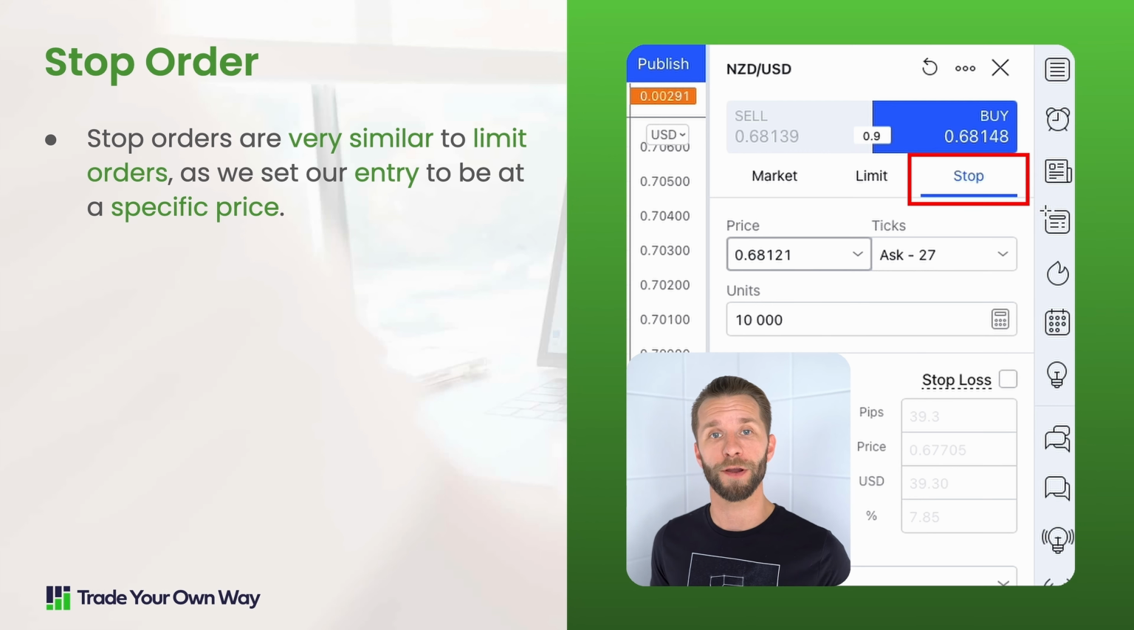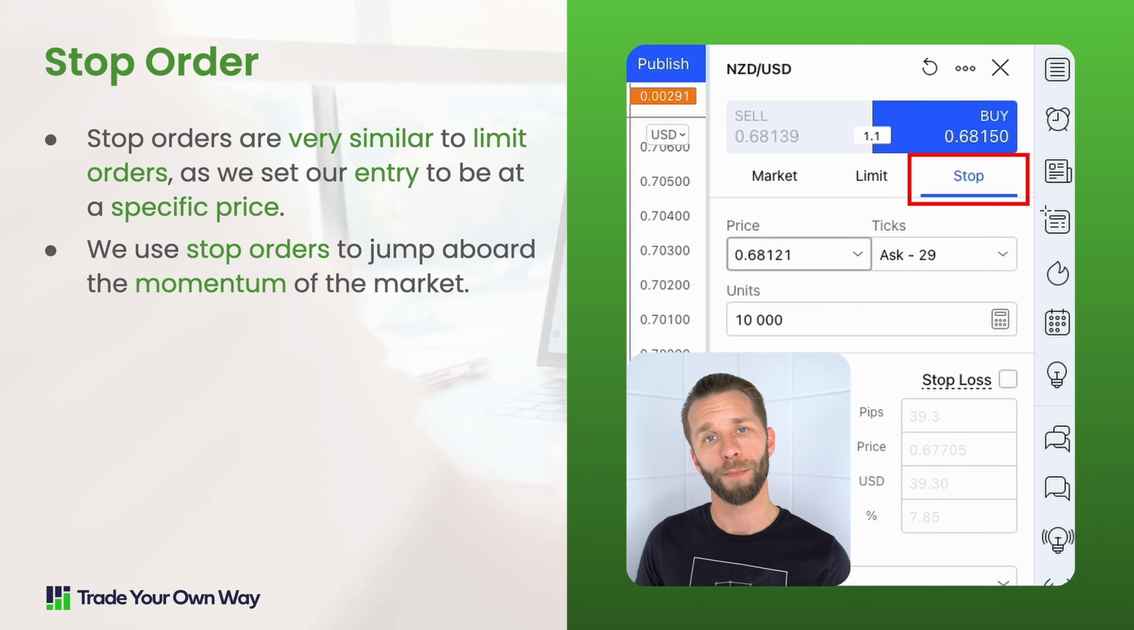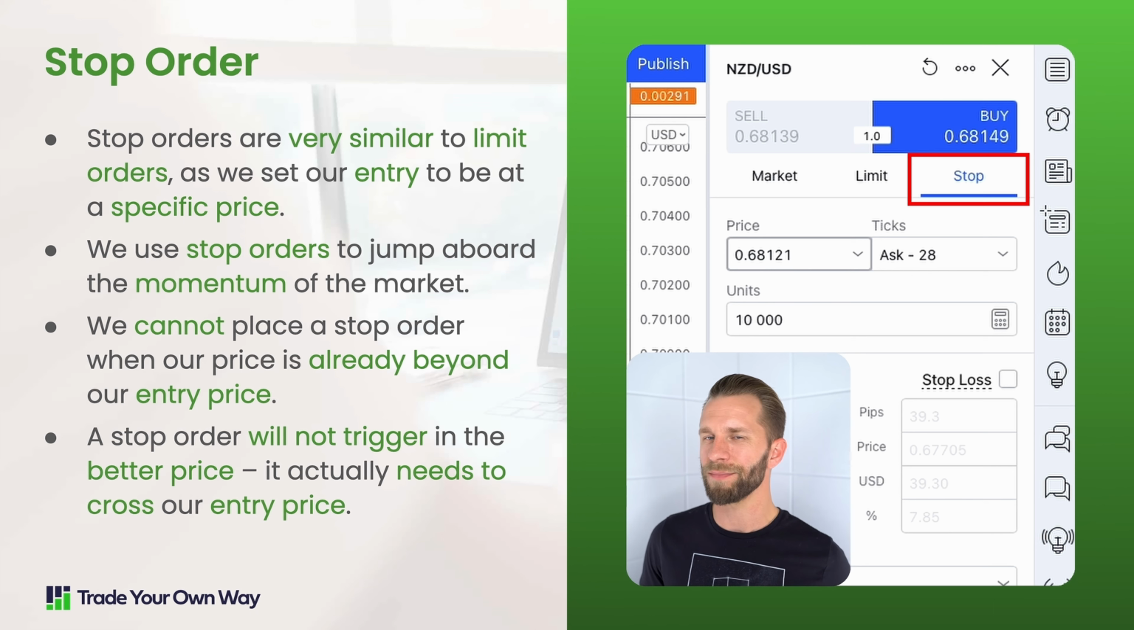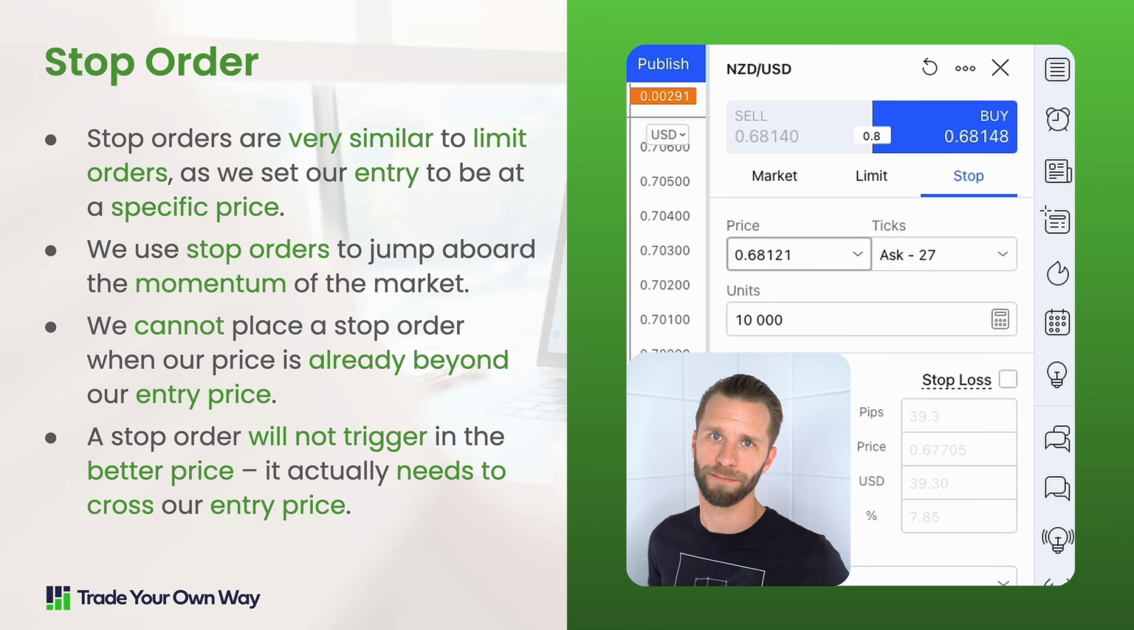Stop orders are very similar to limit orders, where we set our entry to be at a specific price and not either side of it. We use stop orders to jump aboard momentum in the market, and we cannot place a stop order when price is already beyond our entry price. It's like a limit order, except it will not trigger at a better price, but rather price action needs to cross our entry price level.